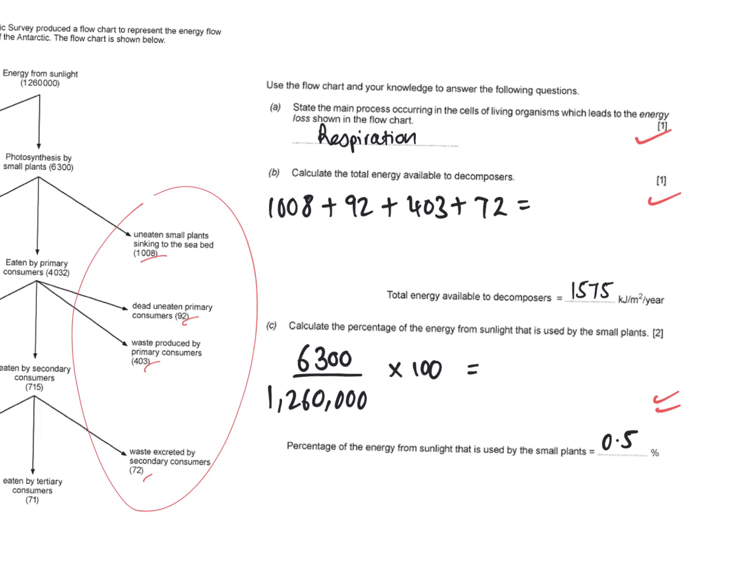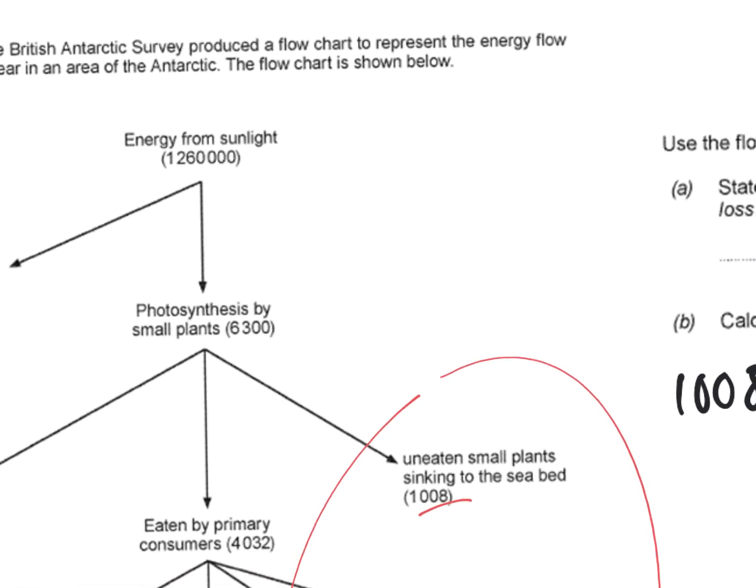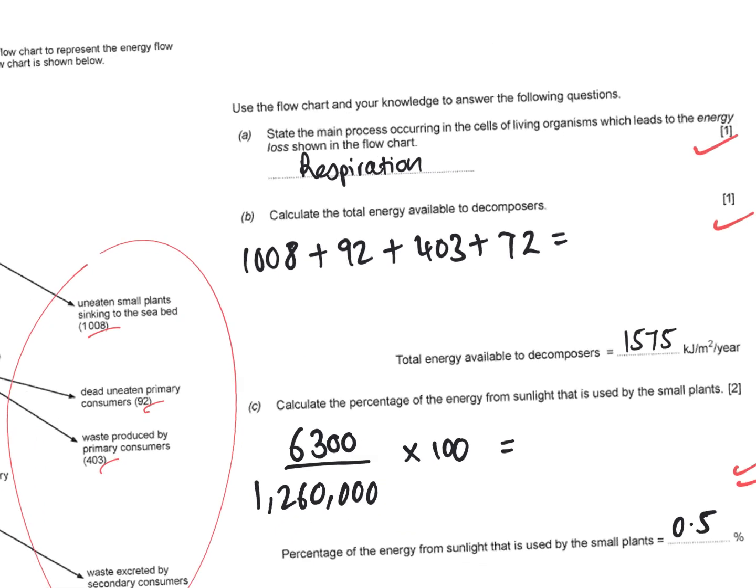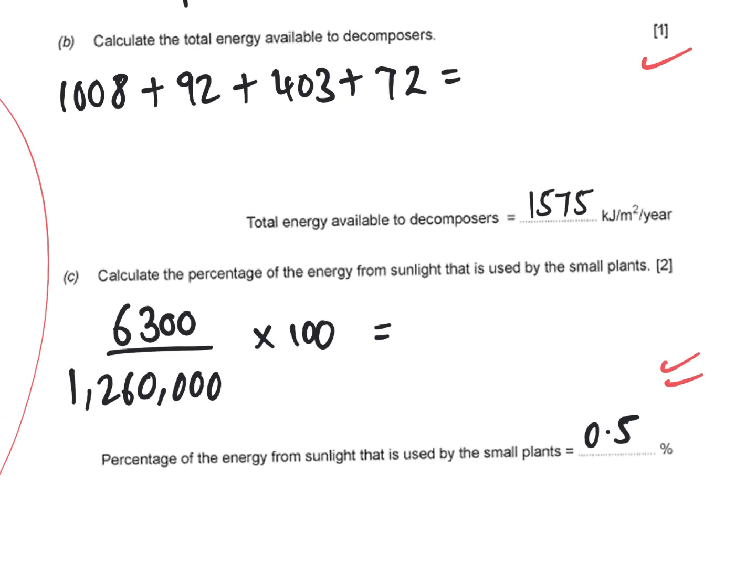Okay, so again, looking at the flow charts, we can see that the energy input is 1,260,000 from the sun, but the useful energy is 6,300. So coming back over to part C, we have 6,300 divided by 1,260,000, times that by 100, and that gives us an answer of 0.5 for 2 marks.